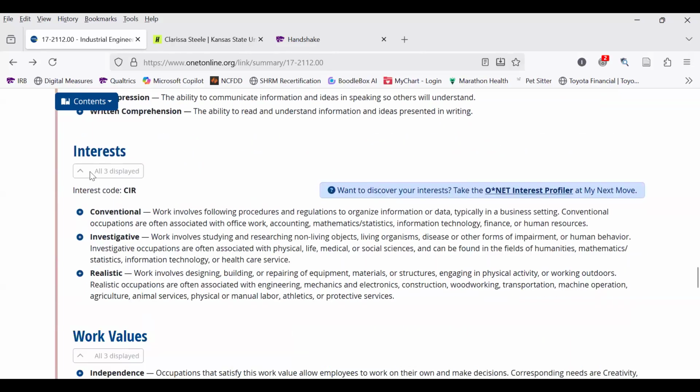This interest is related to some of the theories about career interests. And you can actually do here an ONET interest profiler.